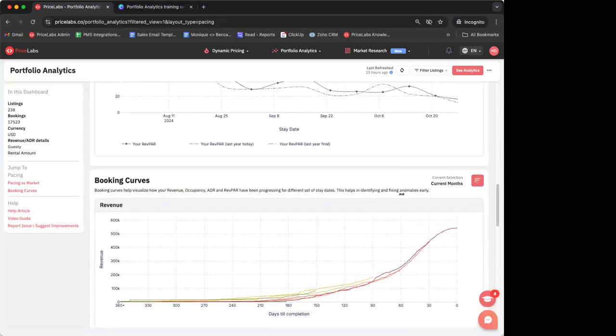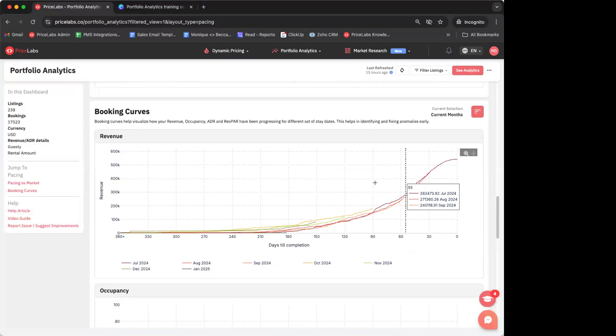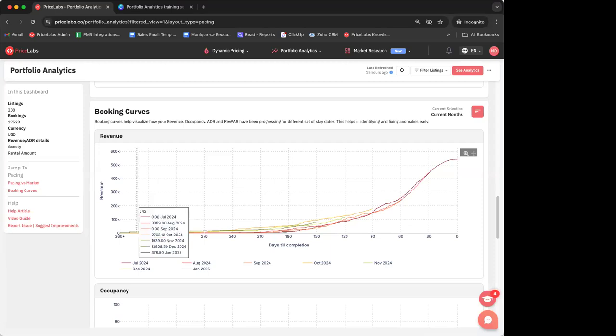All right, cool. Now let's take a look at the booking curves, because this is what I really like to look at just to get a visual on how I'm performing for future dates compared to last year. So by default, we're showing you current months for the booking curve. The first chart is showing you how your revenue is evolving over time. So day 0 right here indicates that it's the check-in day. So this is basically a countdown up until the check-in day, and the line follows any given month.